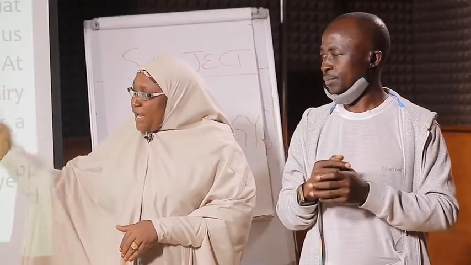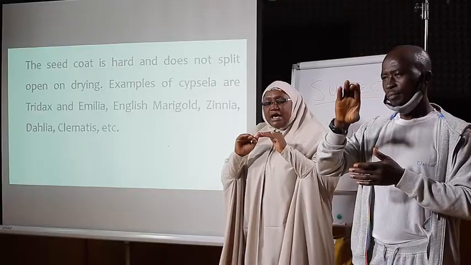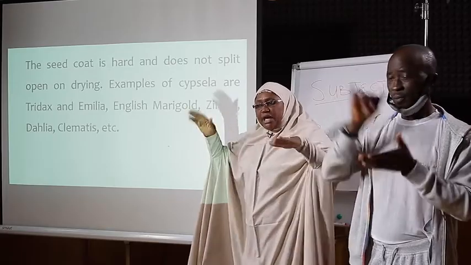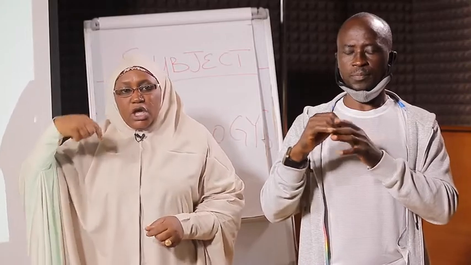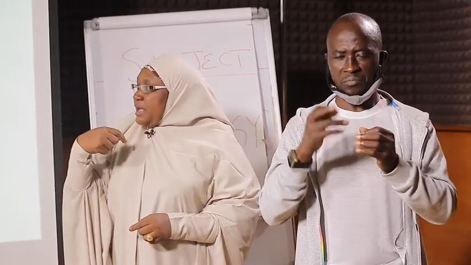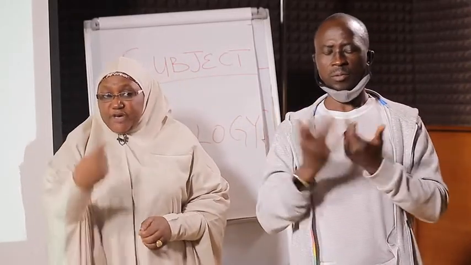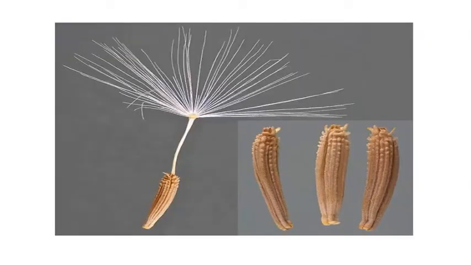So that parachute or pappus is a wing-like structure that makes it fly. An example is cotton. Let me give you an example of cotton, which is very common. This one is tree ducks.